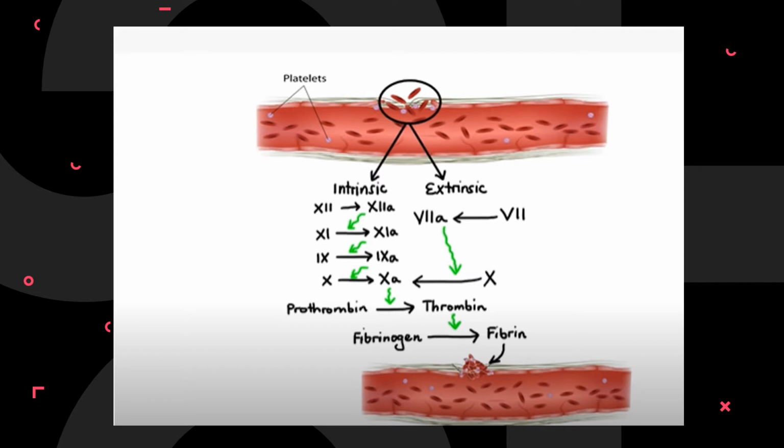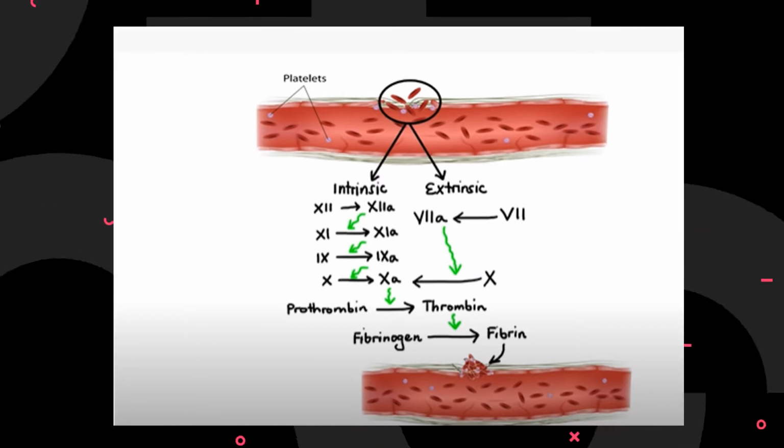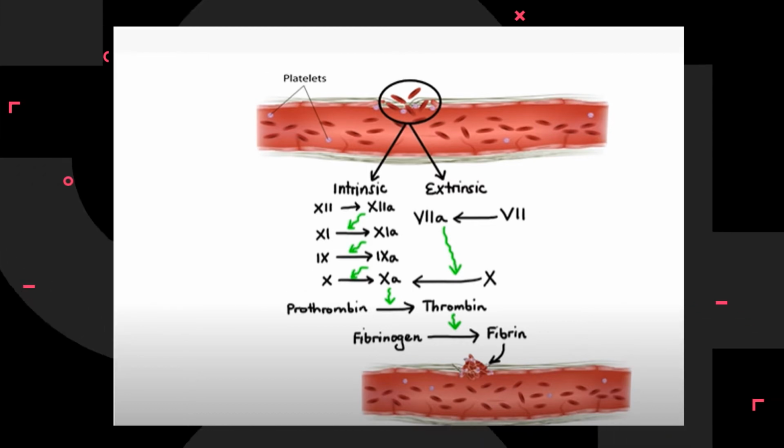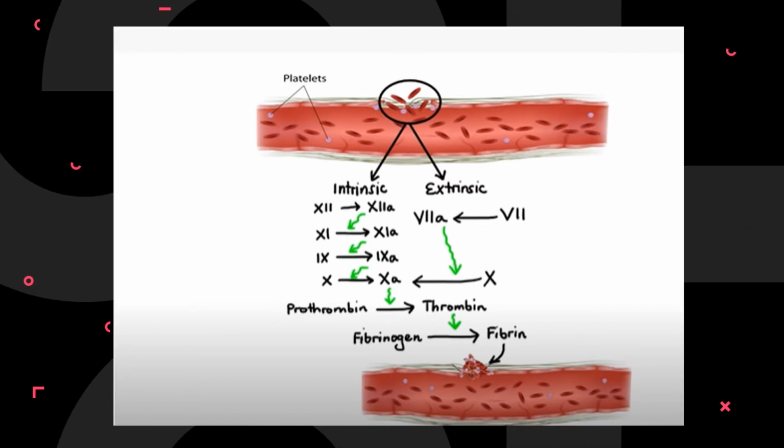So now let's have a look at the extrinsic pathway, which is activated due to trauma to the vessel wall and to the surrounding tissue as well. The extrinsic pathway is basically triggered by the tissue factor, which is released from damaged cells outside the circulating blood. As you can clearly see over here, this is factor 7, which gets activated into factor 7A, which then converts factor 10 into factor 10A, and this is the point where the intrinsic and extrinsic pathways overlap. This is called the common pathway, which is the convergence of both pathways.